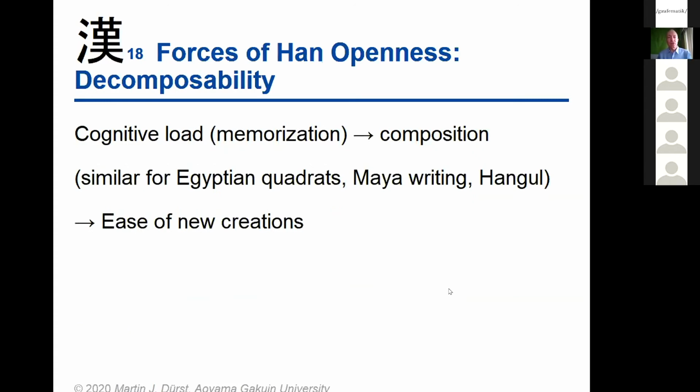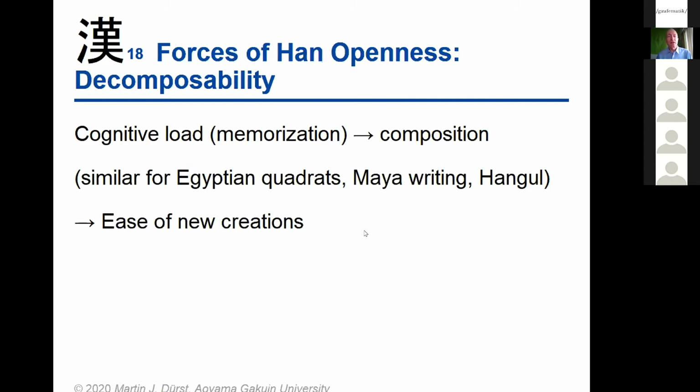Then the next force is decomposability. To alleviate the cognitive load of having to memorize all these characters and having to understand how to draw them and so on, composition is used. This is very similar, for example, in Egyptian, you have Egyptian quadrats. Maya writing is also very similar. Hangul comes to mind here. Hangul is much more regular than the others, but anyway.